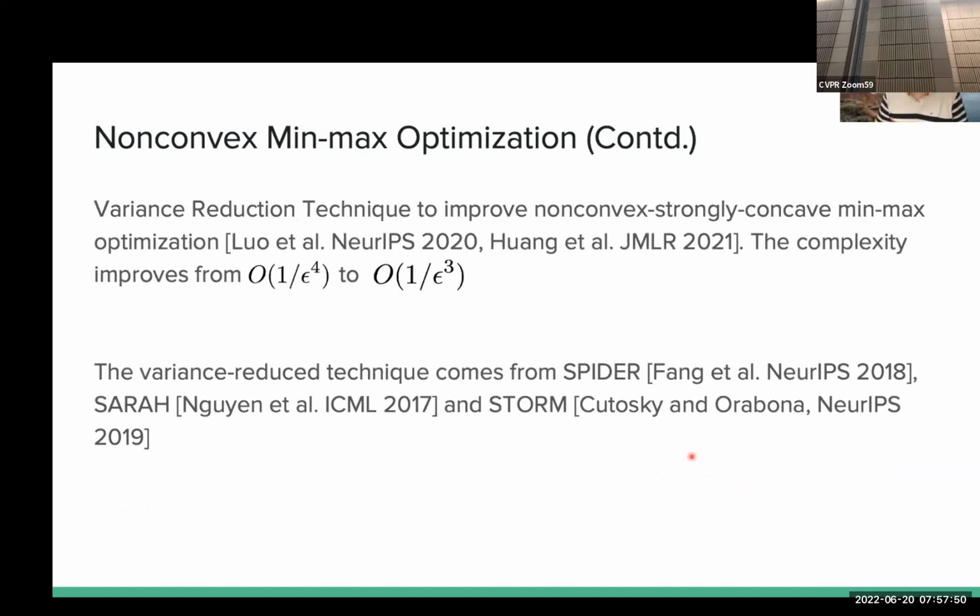Okay, there are some other techniques, for example the variance reduction technique, to further improve the convergence rate for the non-convex and strongly concave minimax problem. For example, Luo et al. and Huang et al. prove that the complexity can be improved from 1 over epsilon 4 to 1 over epsilon 3. The technique they use is that they utilize that every individual function is smooth, which means that you pick any sample and the loss function is sufficiently smooth. Then they use variance reduction techniques from minimization problems, for example SPIDER from Fang et al., and SARAH and also STORM. They borrow the insight from these minimization techniques, do some innovation, and prove the variance reduction result, improving the complexity to 1 over epsilon 3.